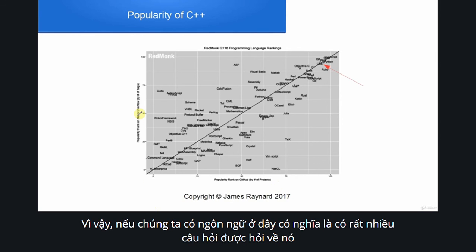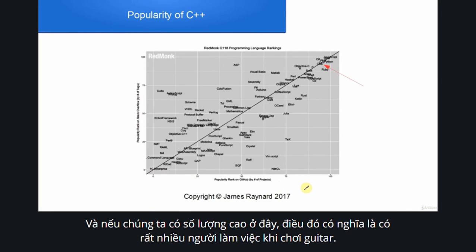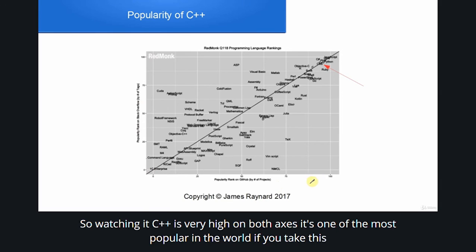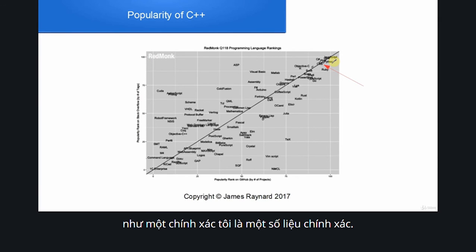So if a language is high on the questions axis, that means there are lots of questions being asked about it, which could mean it's very popular or it could mean it's very complicated. And if we have a high number on the other axis, it means there are lots of people working on it in GitHub. So fortunately C++ is very high on both axes. It's one of the most popular in the world if you take this as an accurate metric. It's a little bit hard to see. The other ones are JavaScript, there's Java, there's Python, there's C#, and there's C.